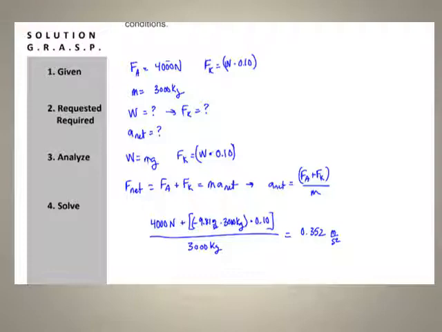Okay, the requested and required. Here is where we actually have more than what is requested. What is requested is the net acceleration. But in order to find that, I need to find the weight because I need to find the kinetic friction. So these are required in order to get to the requested. That's why that R has the requested and required. Oftentimes there are things that you just have to find out in order to get to what you're really targeting.